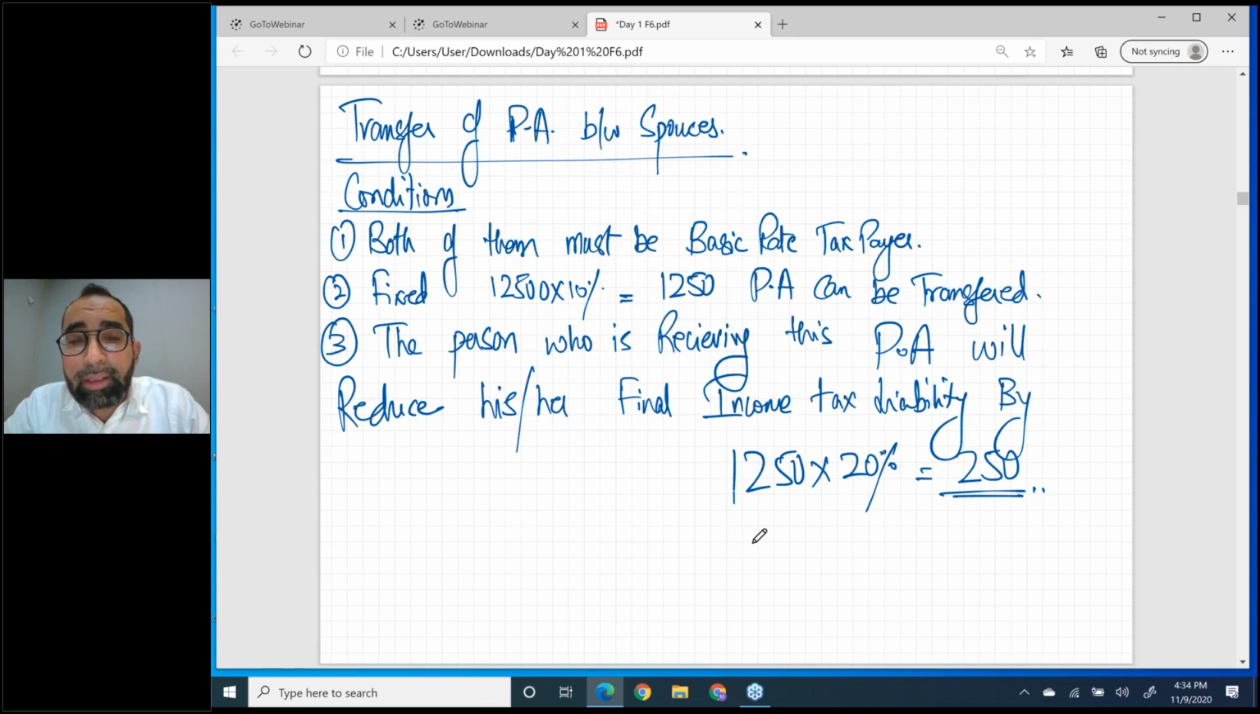Listen, the husband is the one who is receiving the personal allowance. He cannot increase his personal allowance. He can only reduce his final tax liability by 1250 times 20%, that is 250, right? So never do this: if the husband is receiving a personal allowance from the wife, he cannot increase his personal allowance. He just has to reduce his final tax liability by 250. This is the amount.